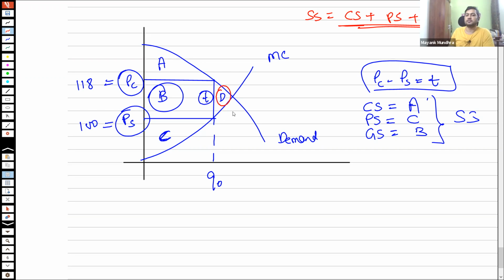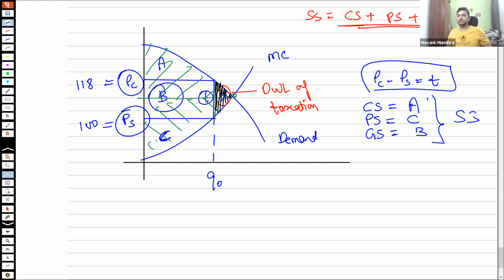Now what is this D? Deadweight loss. Very good. Deadweight loss of taxation. Had the government not done this, I knew what the equilibrium would have been. Had the government not done this, this would have been the equilibrium price. This entire thing would be consumer surplus. This entire thing would be producer surplus. So this much amount of surplus is lost because of taxation. So that is D. D is the deadweight loss of taxation.